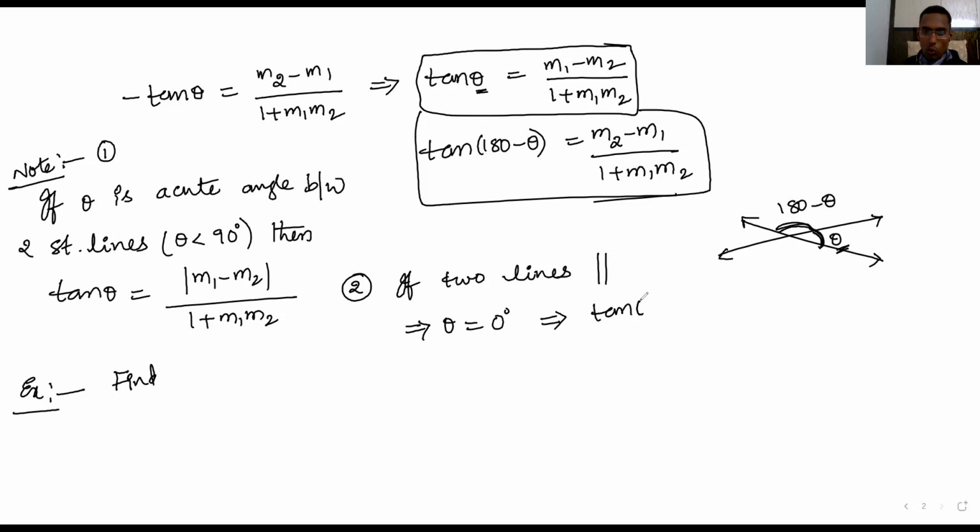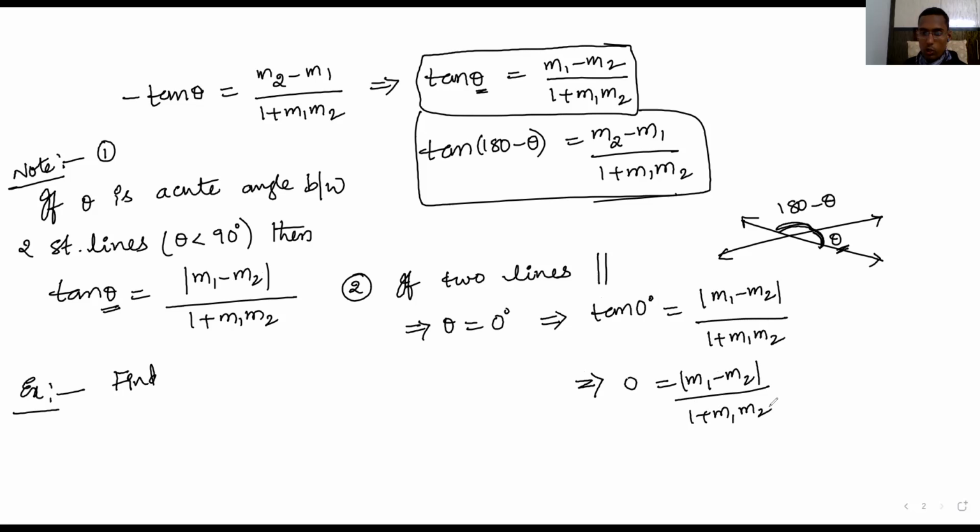Then tan 0 degrees equals mod of m1 minus m2 by 1 plus m1 m2. This is the formula. Here the angle between two lines is 0 degrees, so if you put 0, then you get the relation between the two lines. What is tan 0? Tan 0 is 0. So 0 equals mod of m1 minus m2 by 1 plus m1 m2.